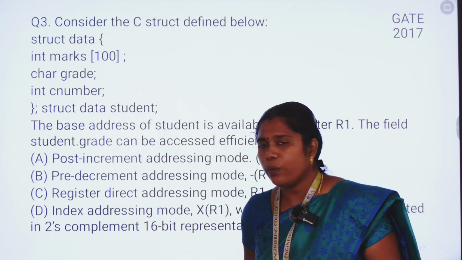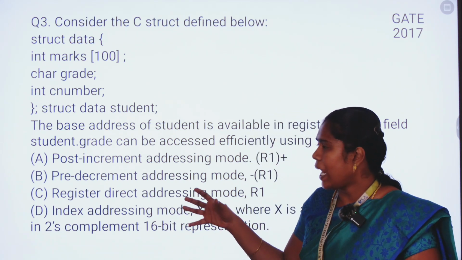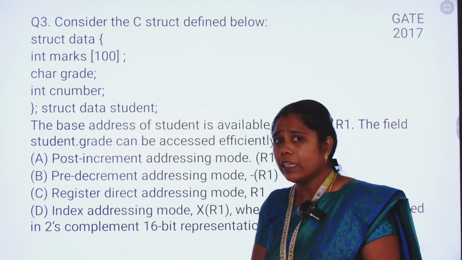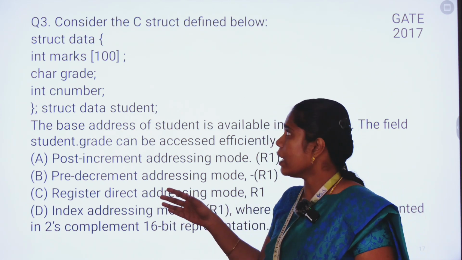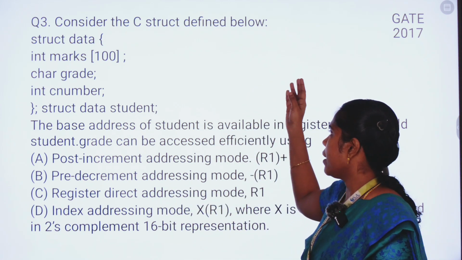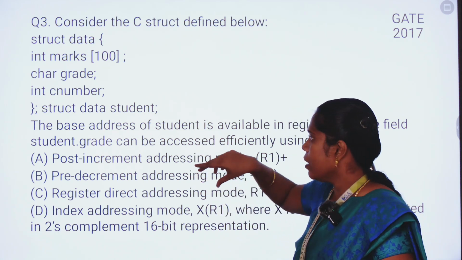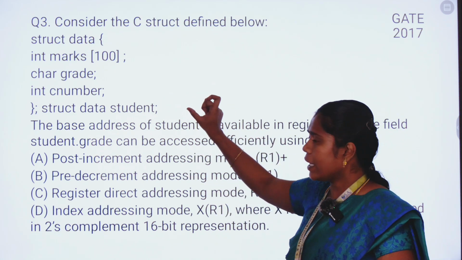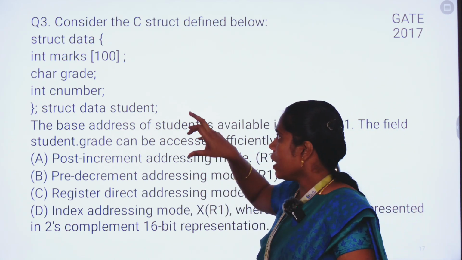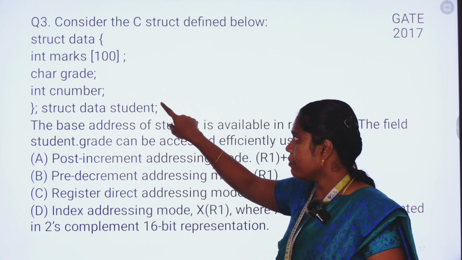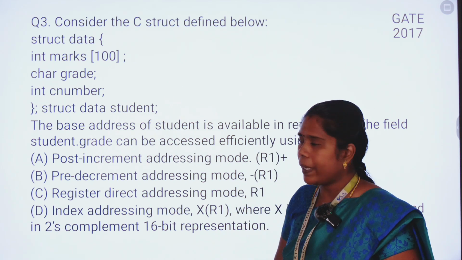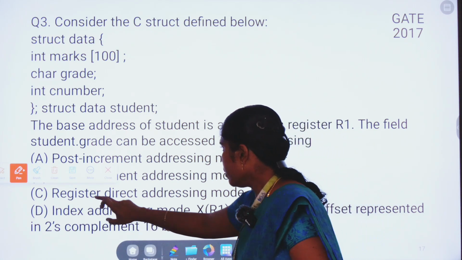Next question. When you look at this question, we could say it is a C language question, but indirectly it means addressing mode. The given question is: consider the C struct defined. You are given a structure. What are the things given in the structure? The name of the structure is data. You have 3 fields here. The first one is the marks field, the second is the character grade field, and the third one is a number. And we have created an object for that.